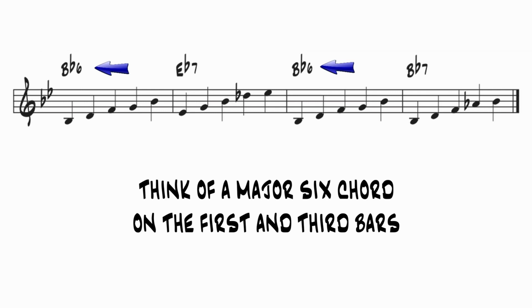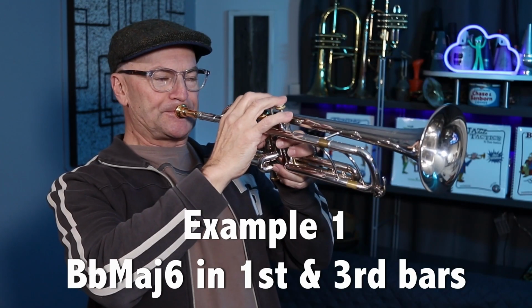To do this, I'm going to think about a 1 major 6 chord on the 1st and 3rd bars. Now this also works well with the 4 chord in the 2nd bar because the major 6 of the 1 chord is the same note as the major 3rd of the 4 chord. You just have to make sure to change that D to a D flat when you're on the 4 chord.